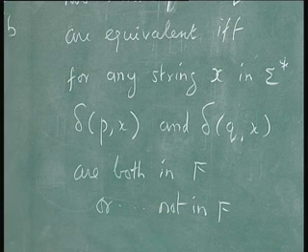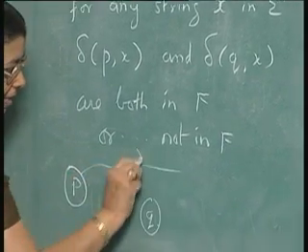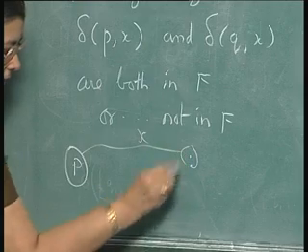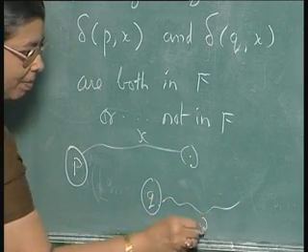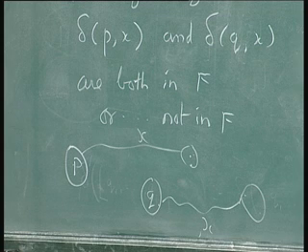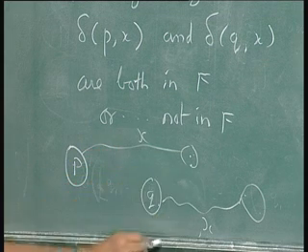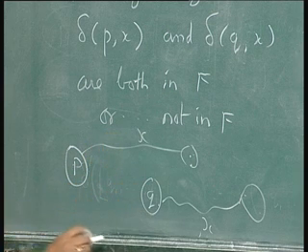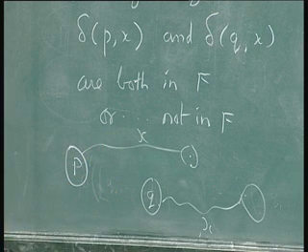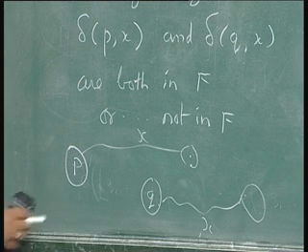If you take the state P and the state Q, after reading the string x, you reach a state. After reading x from here, you reach a state. Both of them should be final states or non-final states, whatever may be x. So, for a particular x, both of them may be final, for another x, both of them may be non-final. In that case, you say that the two states P, Q are equivalent.